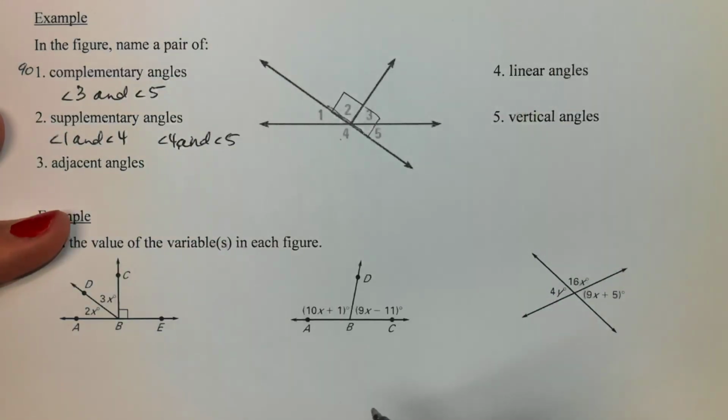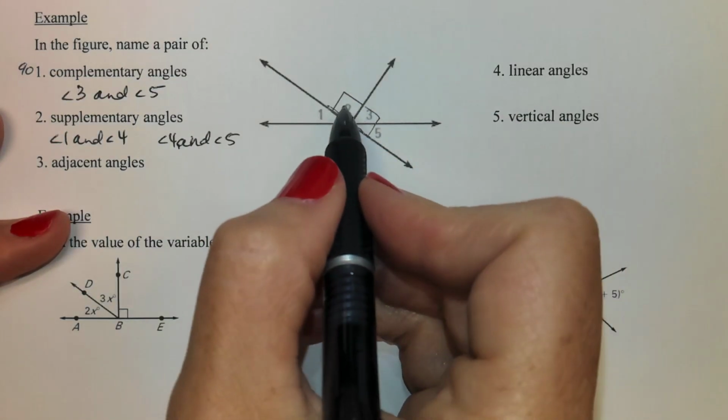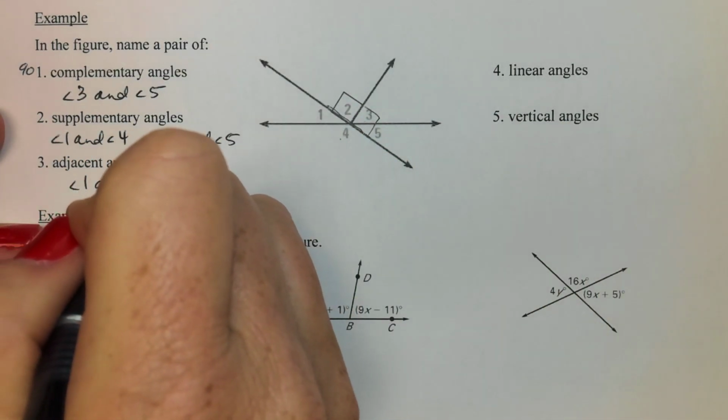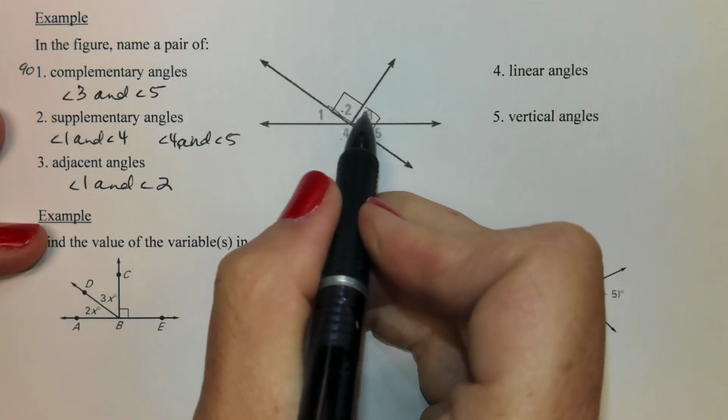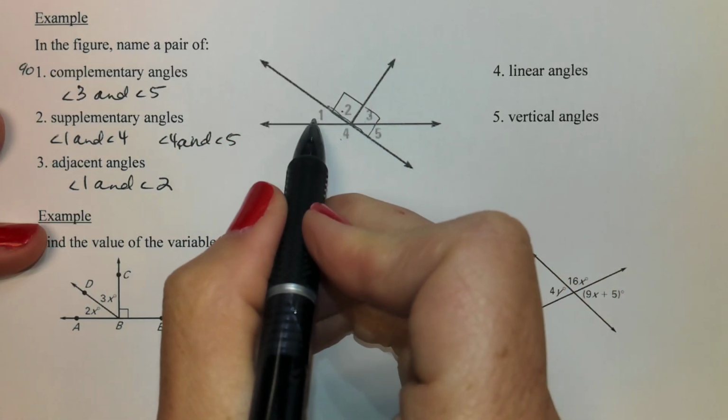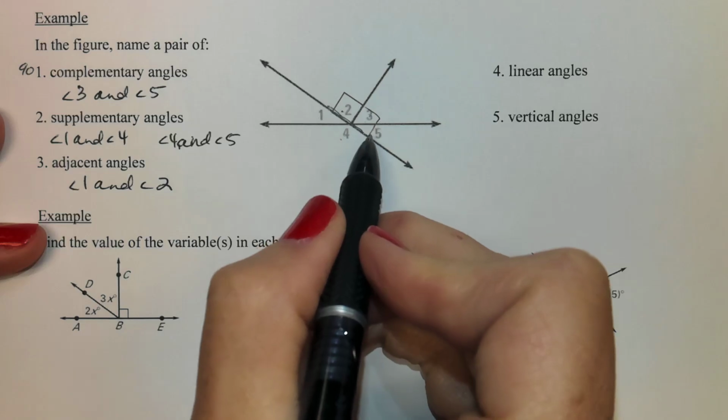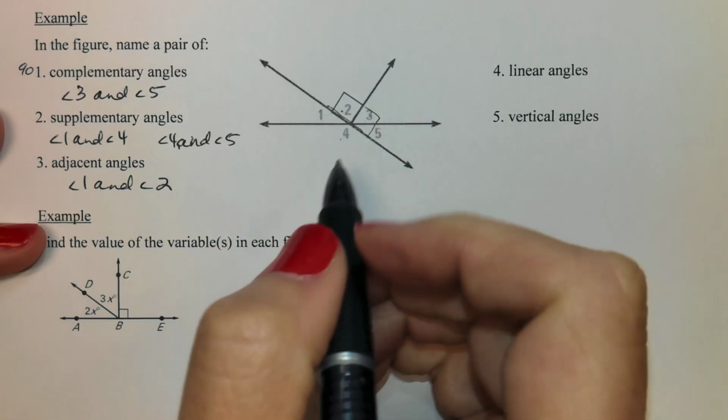Adjacent angles, any two of them that are next to each other, there's a ton. I'll just do 1 and 2. You can do 2 and 3, 3 and 5, 5 and 4, 4 and 1. Any of those combos, as long as they're next to each other, kind of back to back.